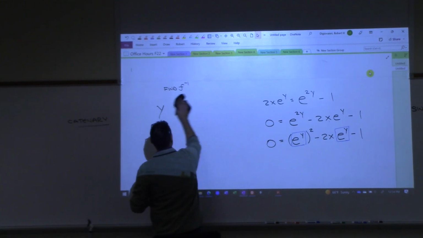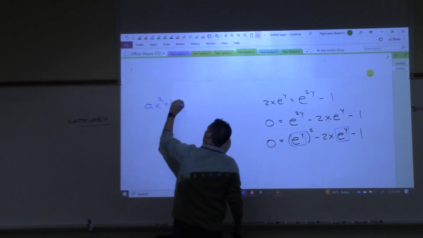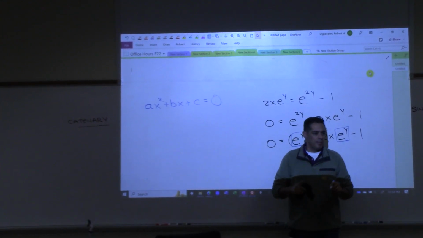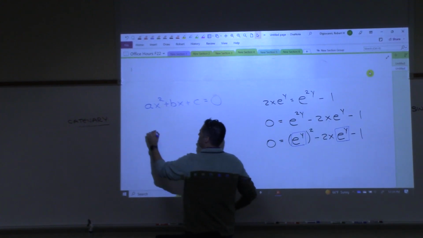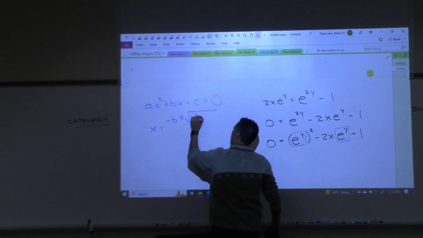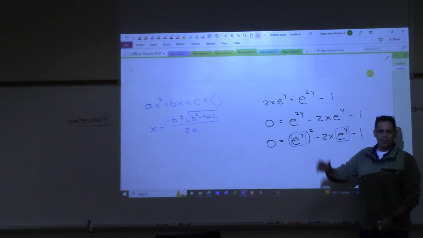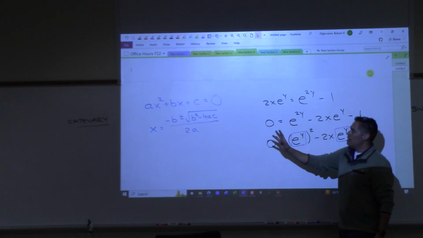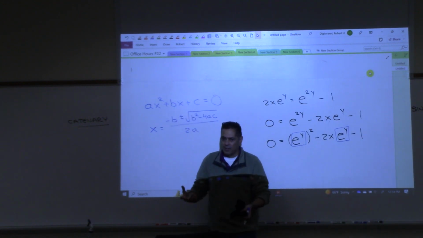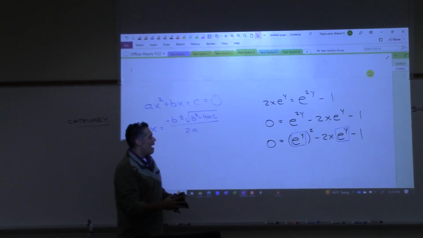if you go back to our good old quadratics, this is what a quadratic looks like. That's a quadratic equation. And all quadratic equations can be solved using the quadratic formula, which is x equals negative b plus or minus the square root of b squared minus 4ac, all over 2a. That's the quadratic formula. And we use that a lot in our lives. But the thing about the quadratic formula was that a, b, and c are what? Constants, right? Numbers.